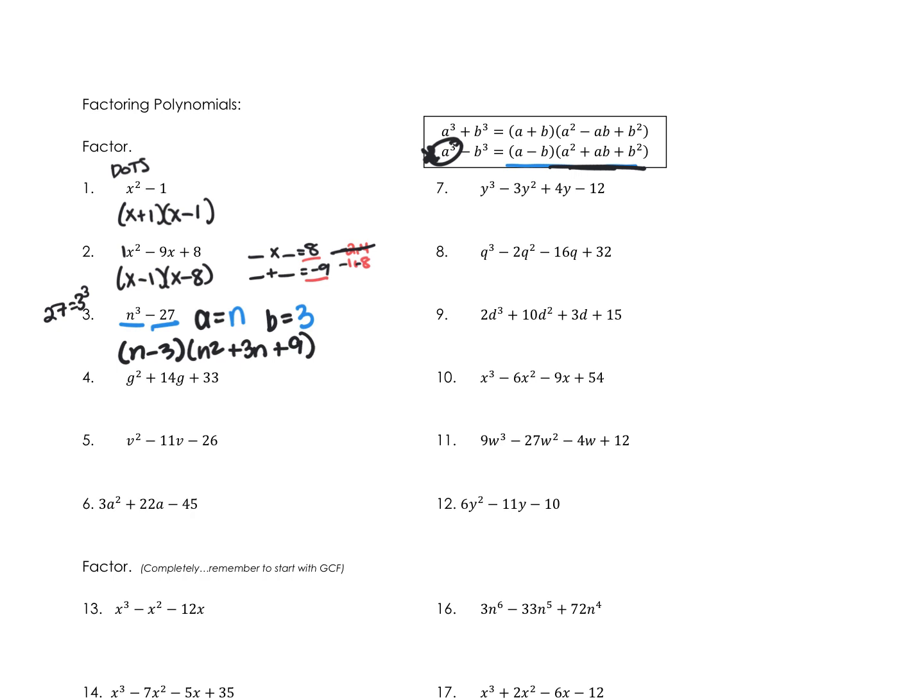So for number 4, here a is 1. So we're simply going to look for 2 numbers that multiply together to get 33 and add together to get 14.